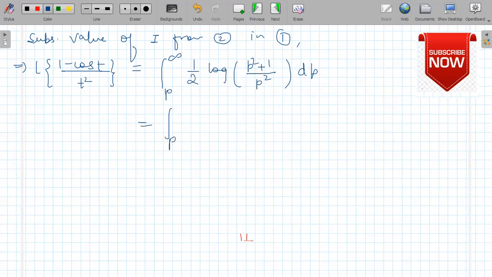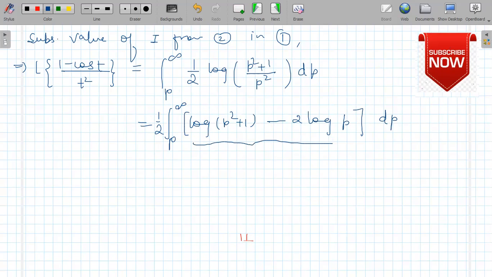Now we separate these two terms by the property of log. You can write this as log p square plus 1 minus 2 log p dp. log p square can be written like this. Now we apply the product rule here. We just take this as first function and 1 as second function. So we apply the product rule here.